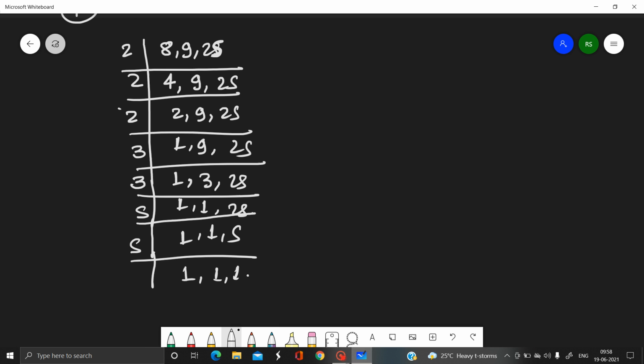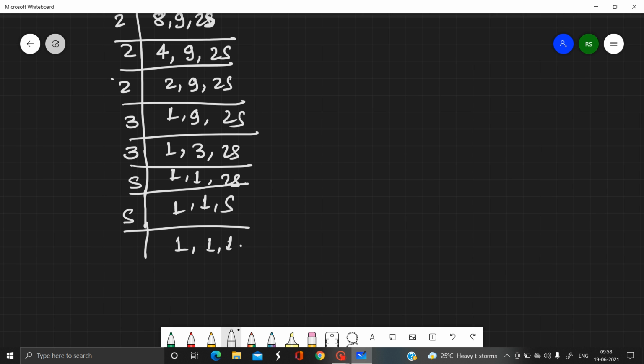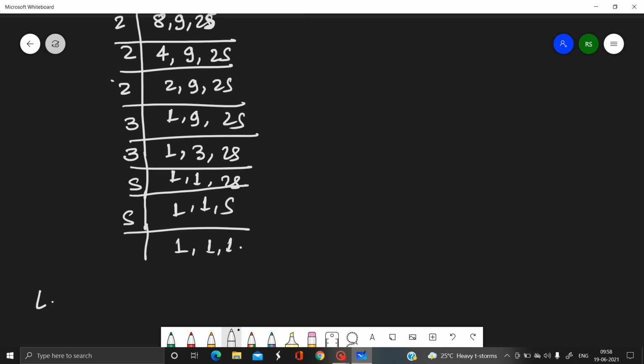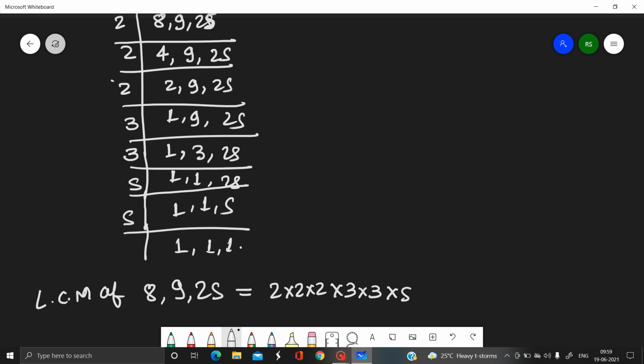So what is the LCM of these three numbers? LCM of 8, 9 and 25 is equal to 2 into 2 into 2 into 3 into 3 into 5 into 5. When we are multiplying, 2 into 2 will be 4, 4 into 2 will be 8, 8 into 3 will be 24, and 3 into 5 will be 15, into 5. So 15 into 5 is 75. So 24 into 75, we will do multiplication.